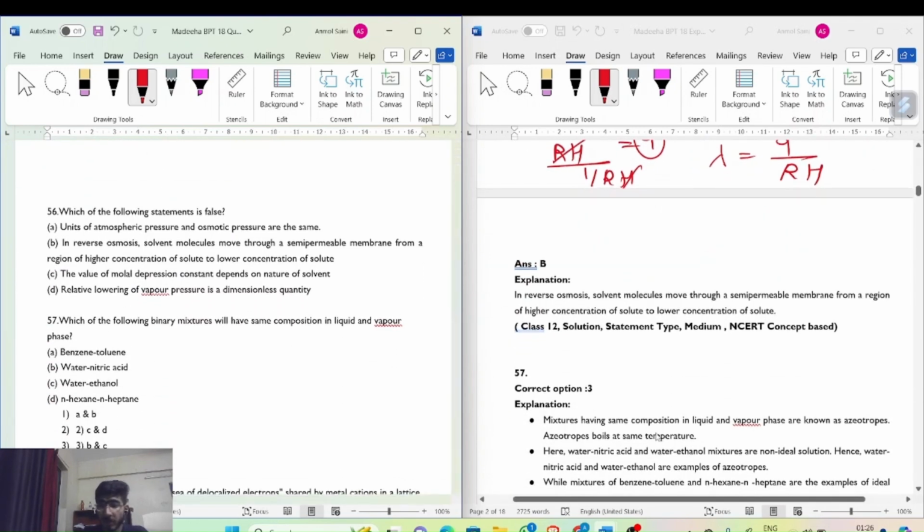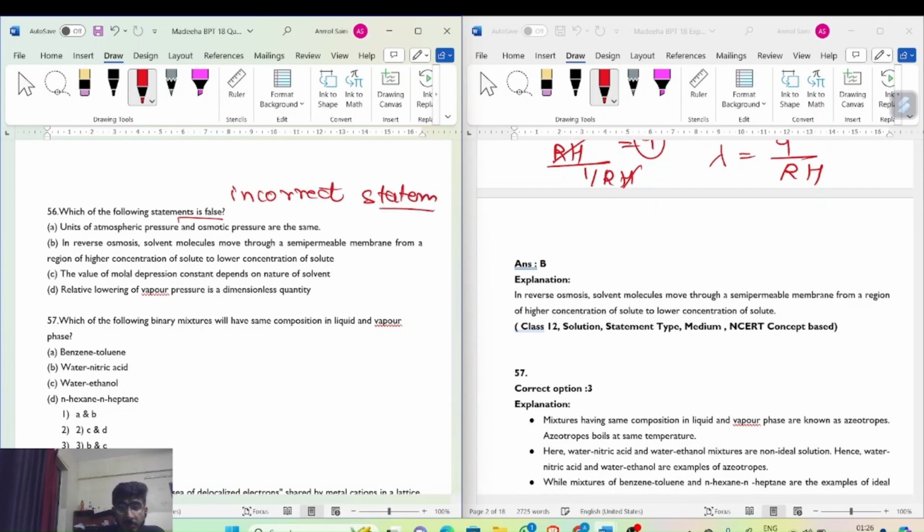Now question number 56. Which of the following statements is false? So we have to tell the incorrect statement. Unit of atmospheric pressure and osmotic pressure are the same. Yes, they have the same unit, which can be atm or Pascal. Atm or Pascal, they both have the same unit.